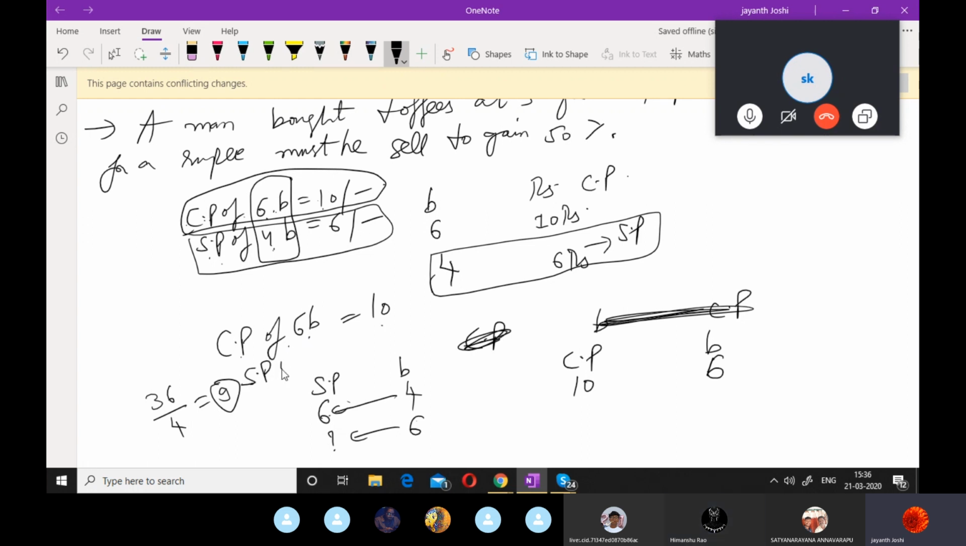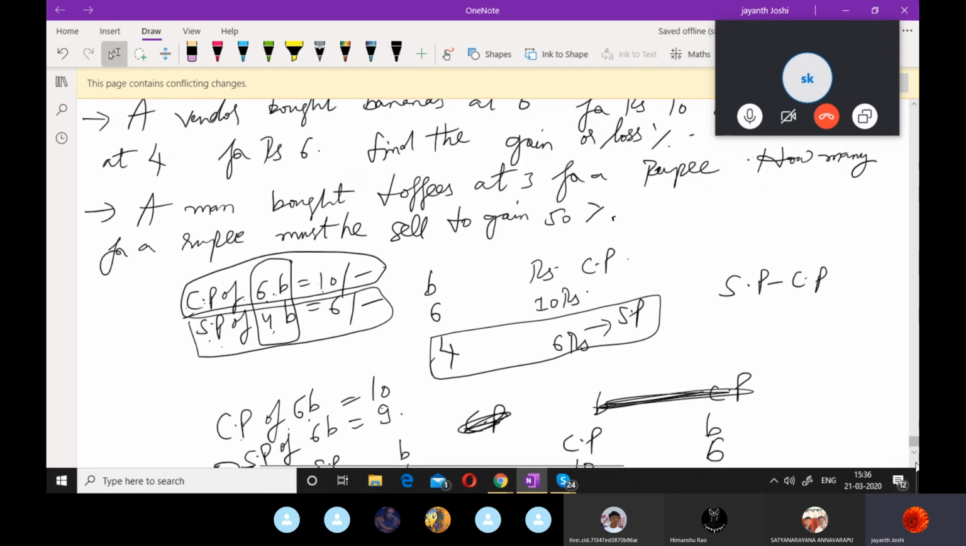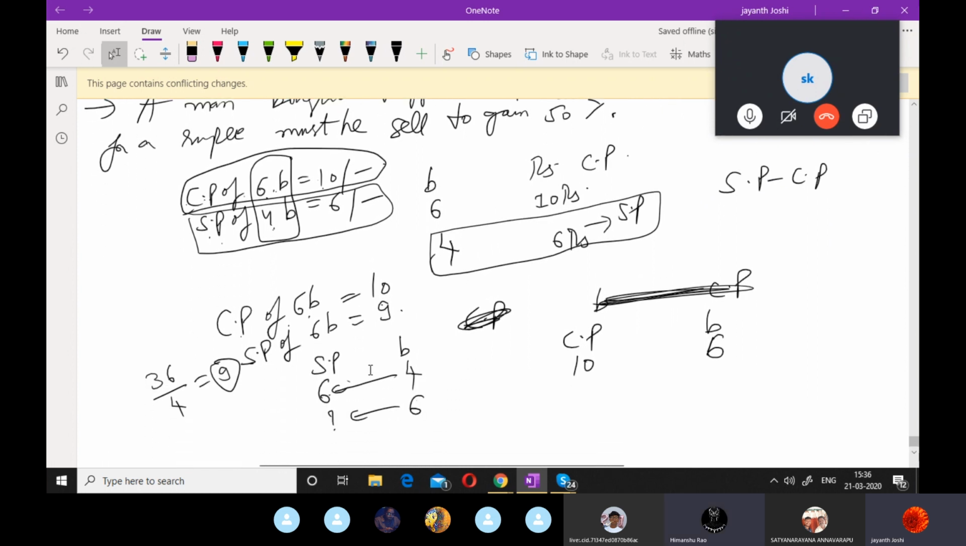So now I have the cost price of 6 bananas as 10. I have the selling price of 6 bananas as 9. Can I find out the profit or loss now? Yes, sir. Just find out and tell me now. So now what will I do? He is asking me to find the gain or loss percent. So it is SP minus CP by CP into 100.